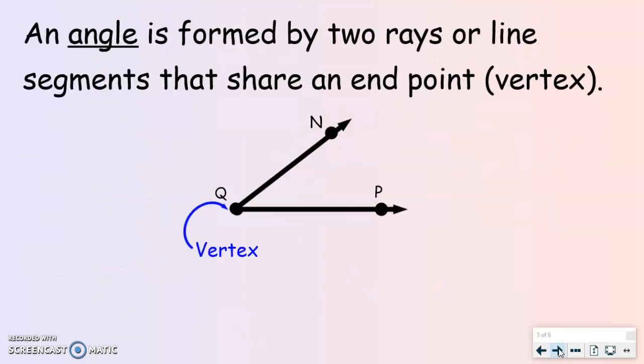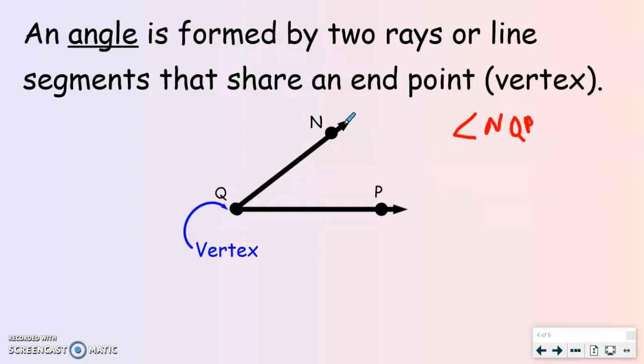All right. So now, second half of this lesson is talking about angles. An angle is formed by 2 rays or line segments that share an endpoint, and that shared endpoint is called the vertex. So here I have an angle. It is angle NQP. So you could annotate that as drawing an angle, and the letters NQP.